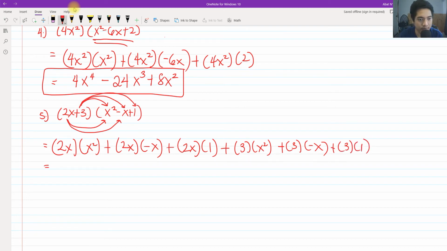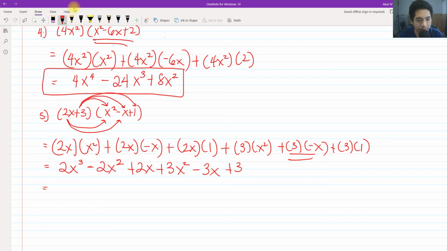So simplify. So we have 2x cubed. We have negative 2x squared because of the negative here, 2x times negative x. Then we have 2x, 2x times 1. And then we have 3x squared, 3 times x squared. And then we have negative 3x. Then we have plus 3. So simplify.